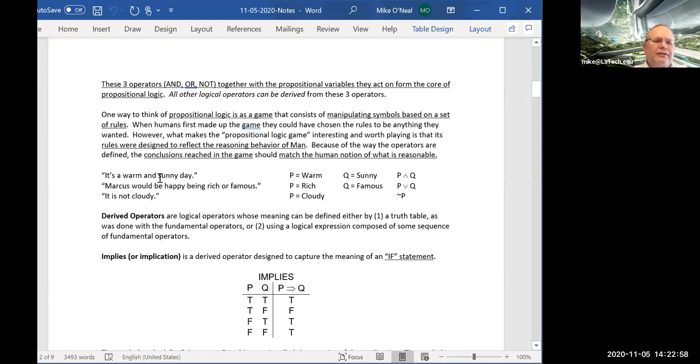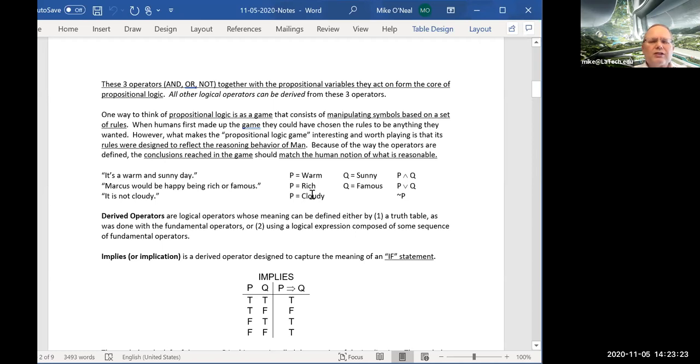So again, here are some examples. It's a warm and sunny day. If P is warm and Q is sunny, then you could roughly translate it's a warm and sunny day into P and Q if you assigned P to warm and Q to sunny. Marcus would be happy if he's rich or famous. P is rich, Q is famous. P or Q saying rich or famous.